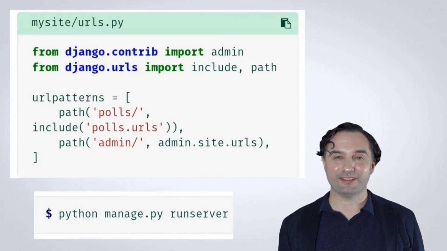The next step is to point the root URLconf to the polls.urls module. In mysite/urls.py, add an import of django.urls.include and add include to the urlpatterns list so you have what's in the first image. You have now included an index view in the URLconf.